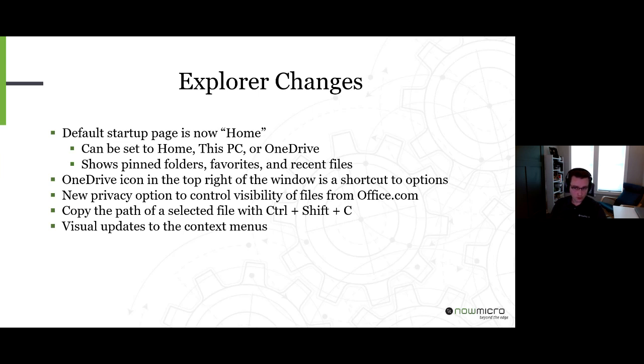There's a handy new keyboard shortcut. If you do Control-Shift-C while you have a file selected, it'll just quickly copy the path to that file. And then finally, there's been a bunch of small visual tweaks to the right-click context menus. They're still not perfect in my opinion. I find myself having to click the show more options still, but they're getting better at least.